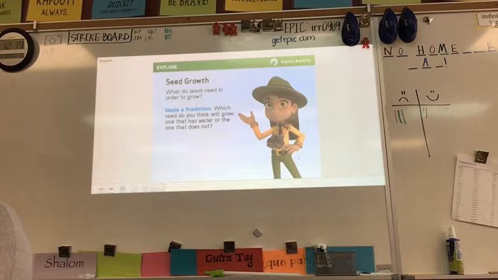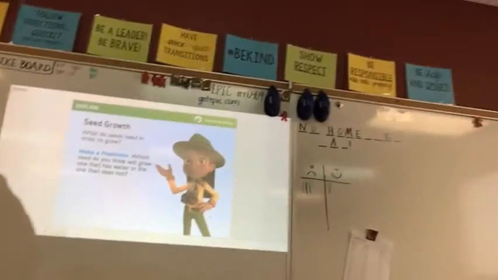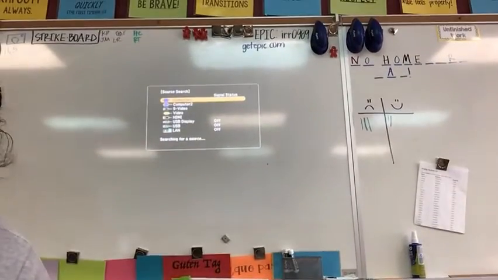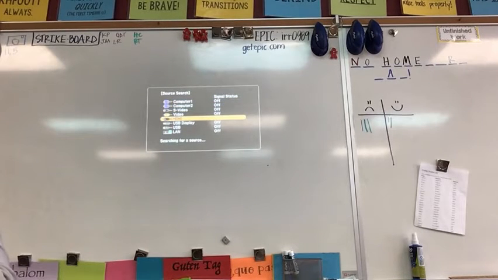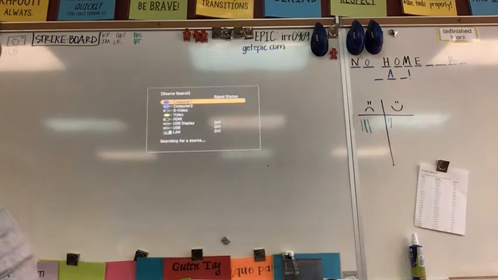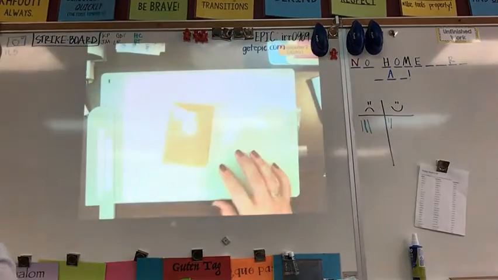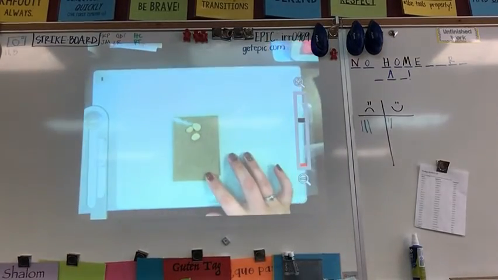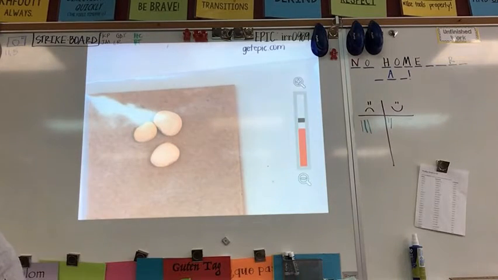On this page, it asks you to make a prediction. I have put a sheet of a dry paper towel. I'm going to shift to my camera here really quick for you to see. I have 2 bags of seeds. One of them, my seeds are just leaned against a dry paper towel. Planting beans? Beans. This is my bag of beans that are just in with a dry paper towel.